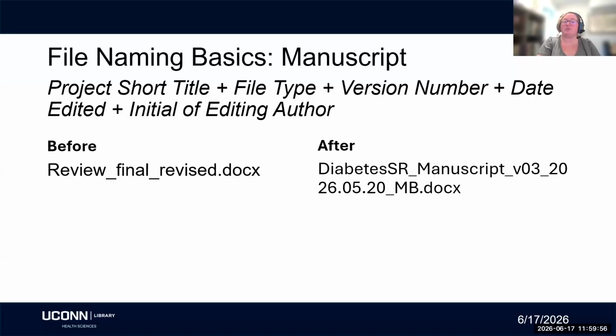This is also an example where you can see I have a version number or a date in the after example, but in the before I use final and revised. When you're using these kind of generic terms, it can be hard to identify what the most recent version of a document is. And by adding the initial of the editing author, you're able to see the progression of the files, and have conversations if there is a change made that you have questions about, you know who to take those questions to.